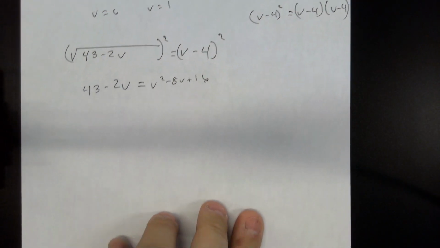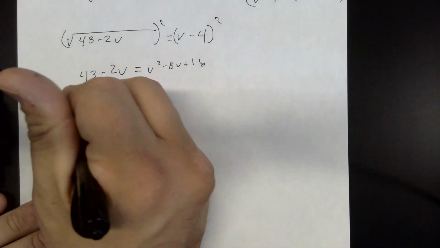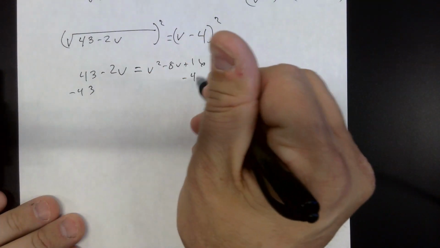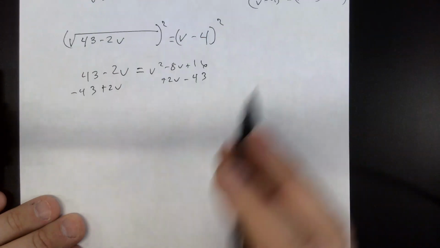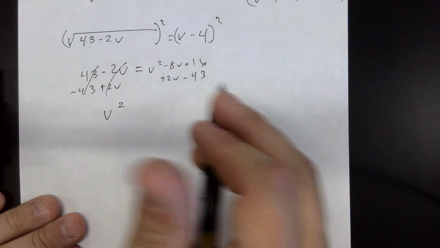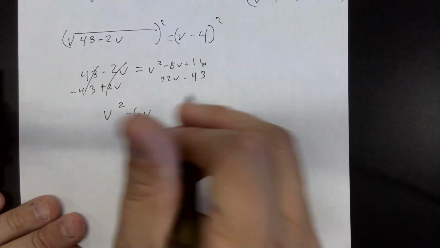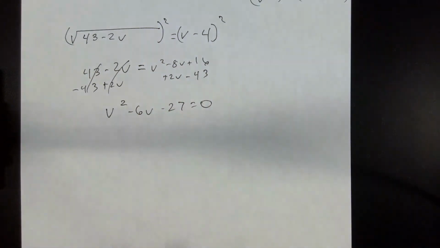Alright, so now we're into this weird formula right there. So now we have to do what we did on the previous one. We have to get it set equal to 0. So let's do it. We're going to subtract 43 from both sides, put it underneath its like term, and add 2v to both sides and put it underneath its like term, which is going to give us v squared minus 6v minus 27 equals 0. Nice, we can factor this one.